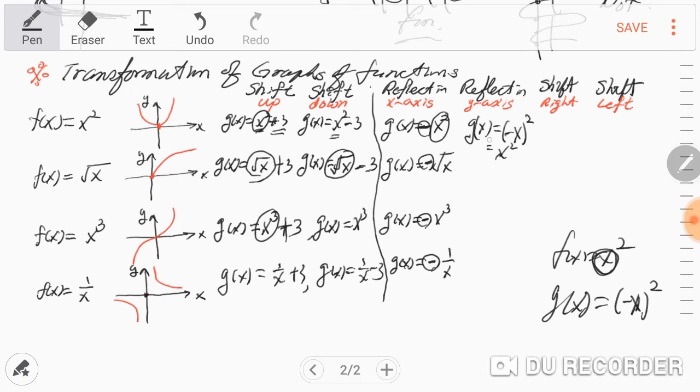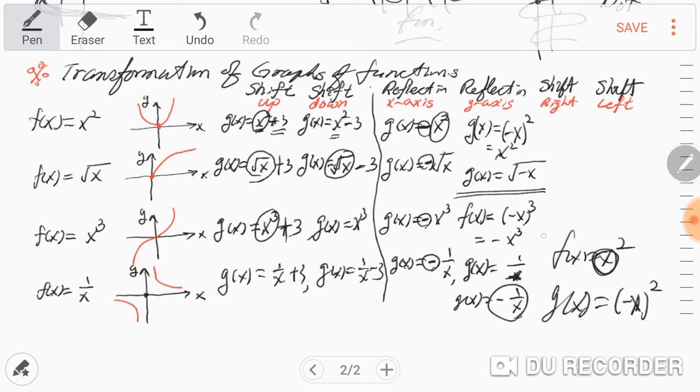Okay, how about the square root function? The x is replaced by negative x. So this is the function where the graph of square root of x is reflected across the y-axis. How about the cubic function? Replace the x with negative x. We should put parentheses, cubed. Then simplify this, then negative x cubed. Okay, how about the rational function? The rational function g of x equals, replace this x with negative x, then g of x is equal to negative 1 over x. So this should be g of x too.